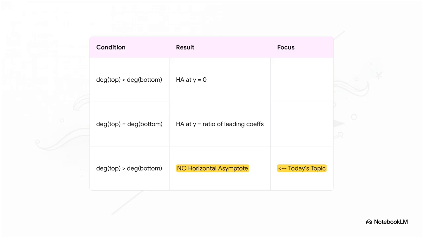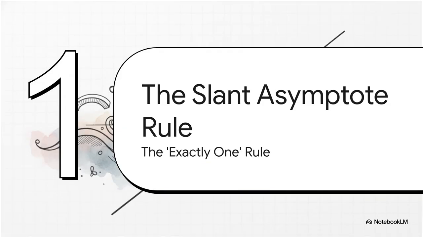But look at this last one, the top heavy case. When the numerator's degree is bigger, there's no horizontal asymptote. And that's where things get interesting, because that's exactly where we need to look today. So, inside that no horizontal asymptote world, there's this very specific, special situation that gives us a slant asymptote. And it all boils down to one simple, super strict condition.